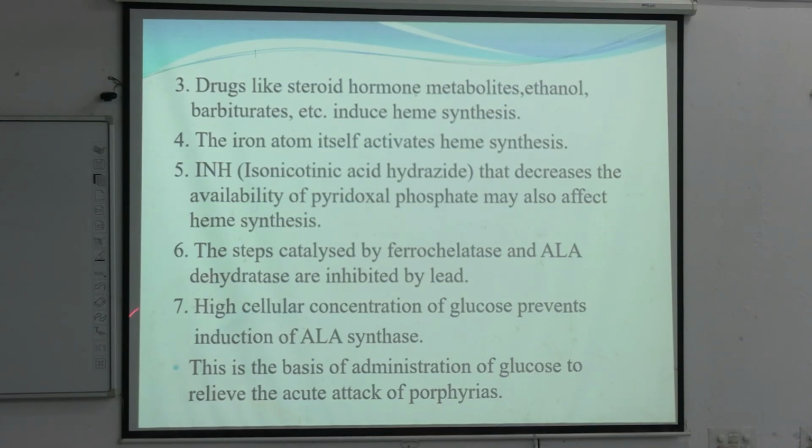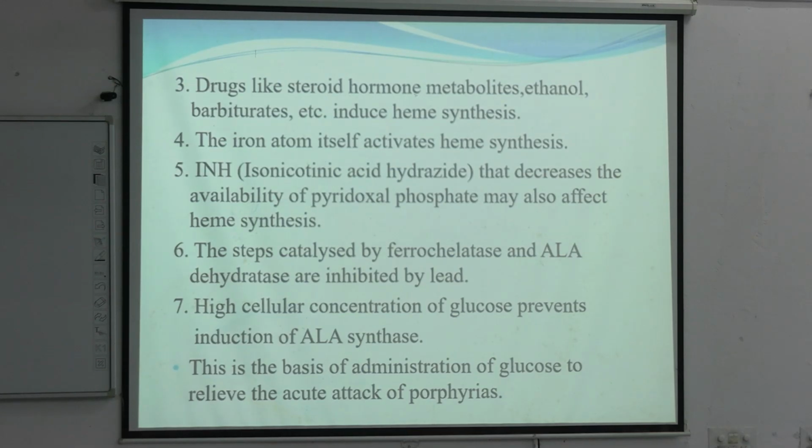Right? So lead poisoning can regulate the heme biosynthesis pathway by decreasing it. Next, high cellular concentration of glucose prevents induction of ALA synthase. So in case of porphyrias, where there is an acute attack of porphyria, glucose can be given to prevent or diminish the activity of ALA synthase.